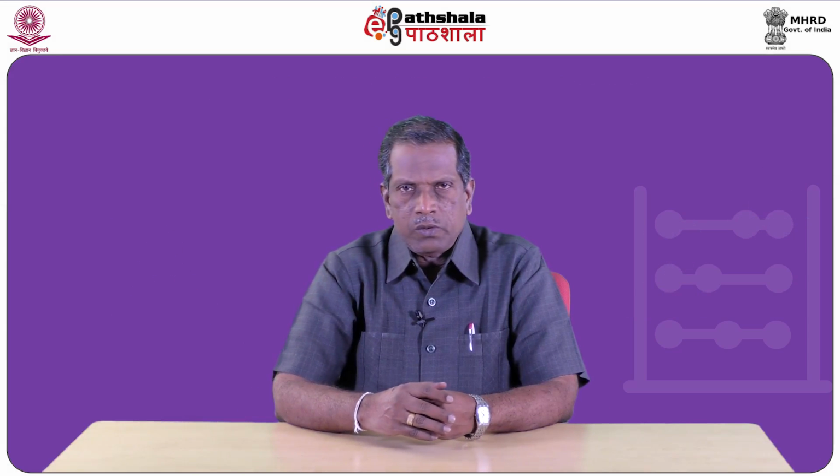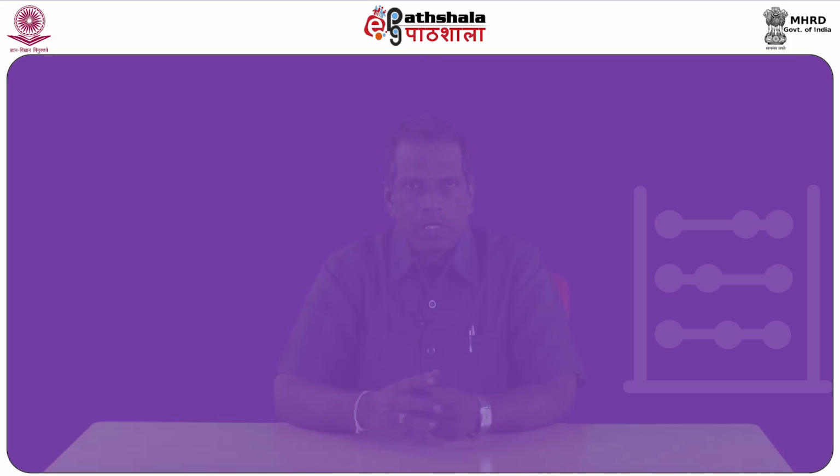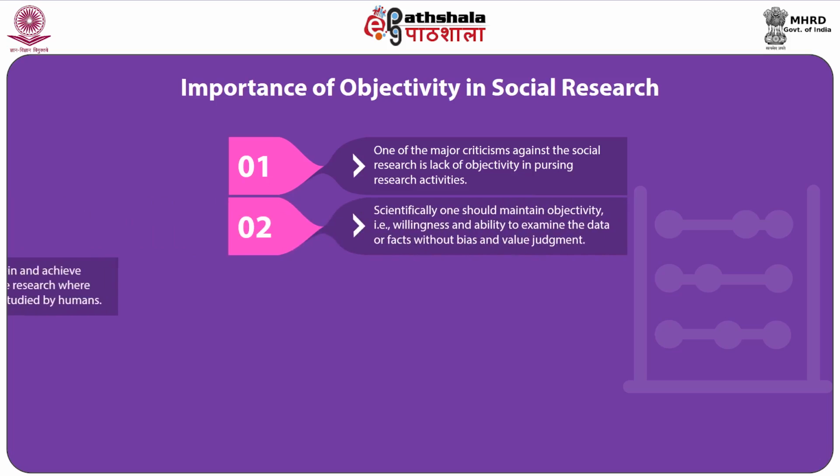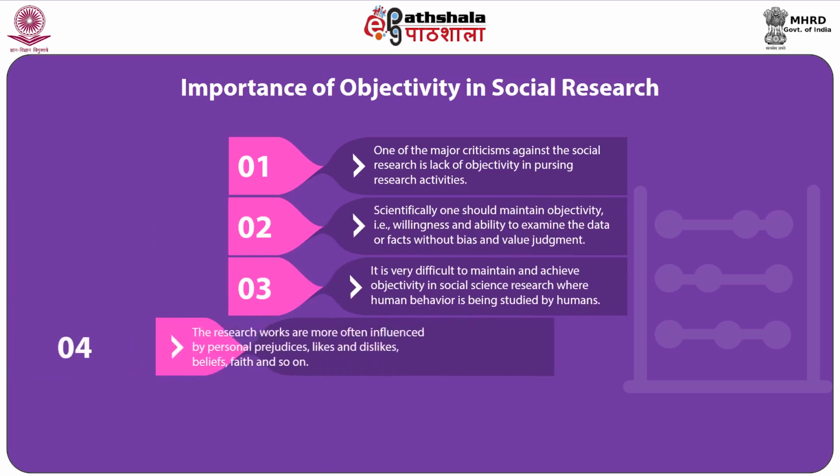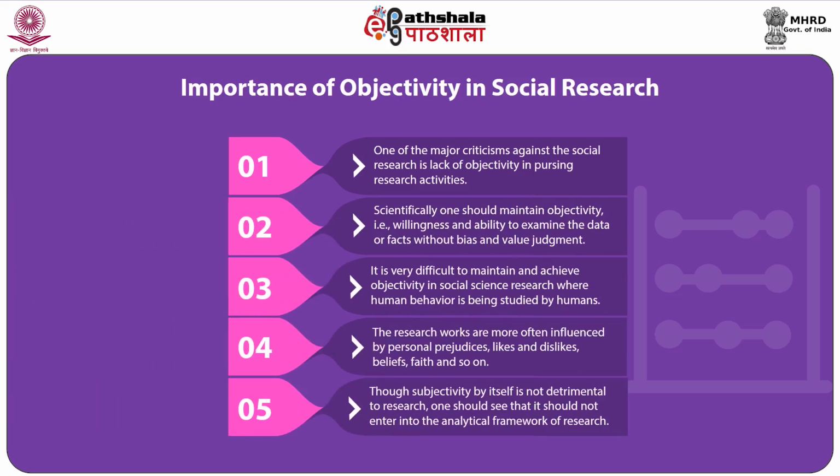When it comes to social research, the major comment is about objectivity. So, we will try to highlight some of the issues related to the importance of objectivity in social research. One of the major criticisms against social research is the lack of objectivity in pursuing research activities. Scientifically, one should maintain objectivity, that is, the willingness and the ability to examine the data or facts without bias and value judgment. Of course, it is very difficult to maintain and achieve objectivity in social science research, where human behavior is being studied by human beings, that is, the researchers.